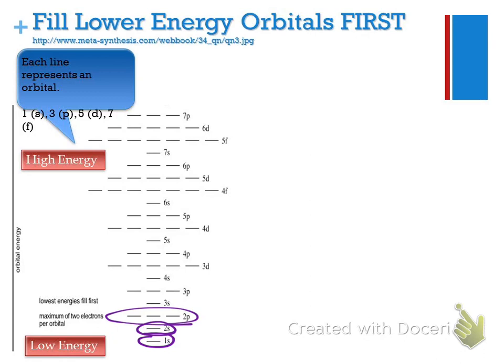3D. The 3D, good. Remember, the d orbitals are shifted up one row. 3D, okay? That's okay. We're going to get there. I just want you to recognize where they're at on the periodic table right now.